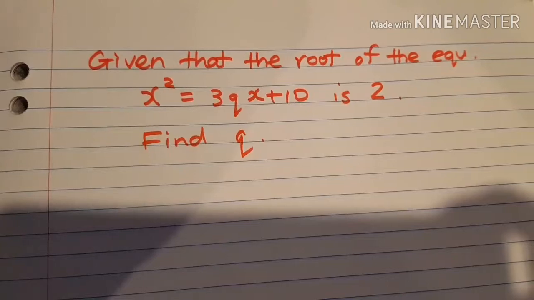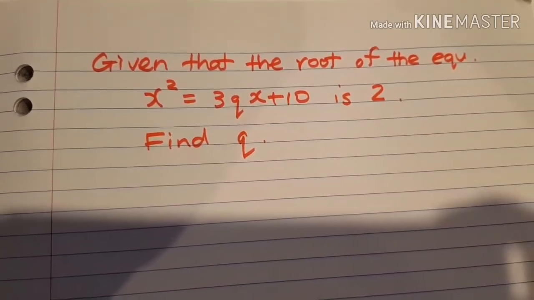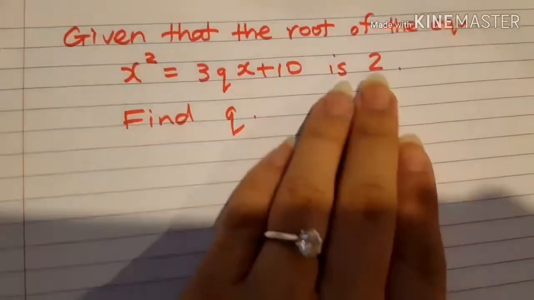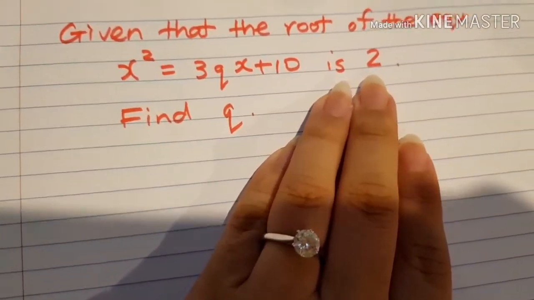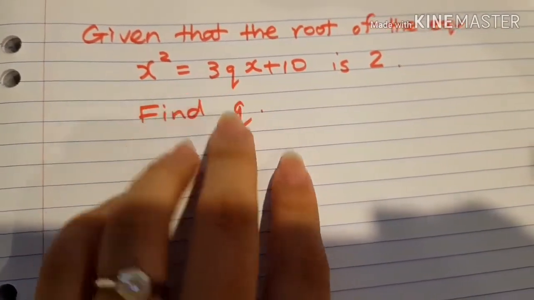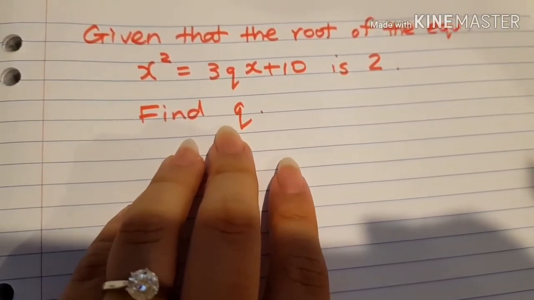Okay, now let's try a little bit harder question. It's exactly the same. It's saying that one root is 2, and the equation is given, and it's asking us to find the value of q.